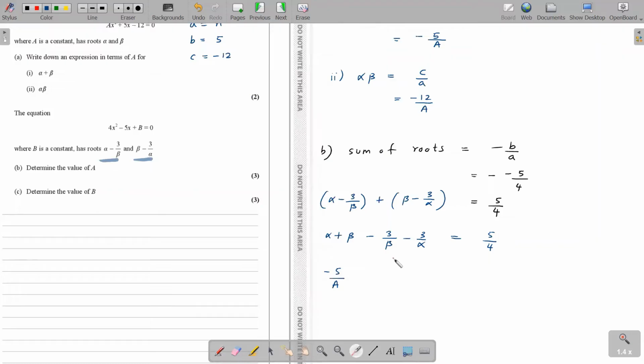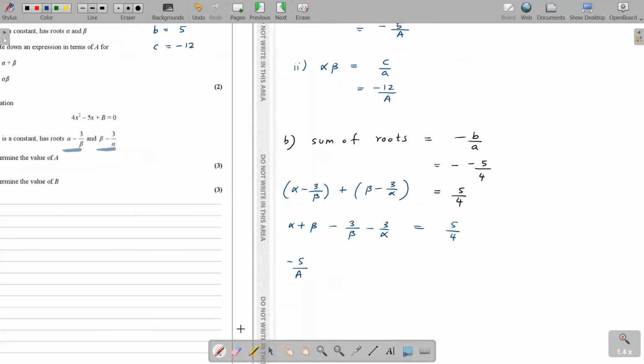Can you all simplify minus 3 over beta minus 3 over alpha? Shall I take minus 3 out from here? When I take minus 3 out, what do I get here? 1 over beta plus 1 over alpha. Do you agree with my working? I took minus 3 out. So I get 1 over beta plus 1 over alpha.